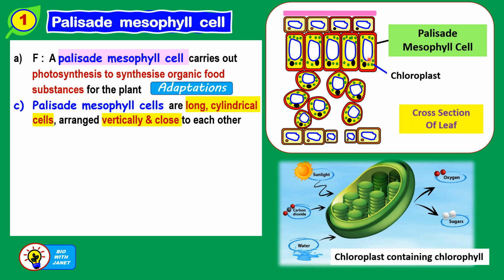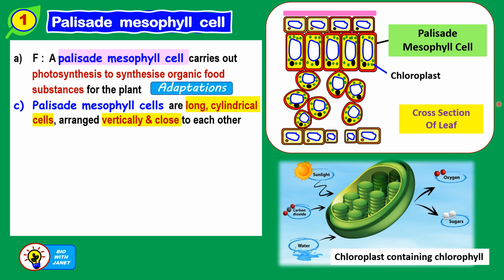Now, as the main cell that carries out photosynthesis, it must be in great numbers, right? So they are long cylindrical cells. These Palisade mesophyll cells are long cylindrical cells. Here they are shown as long rectangular cells, and they are arranged vertically, okay, side by side, and close to each other. They are packed very tightly together so that there's no space in between them, so that more of these Palisade mesophyll cells can be crammed at the top part of the leaf.